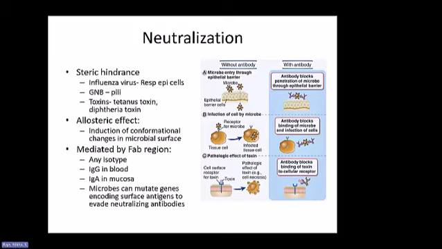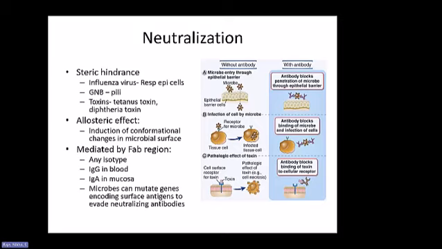So let's talk about each of these mechanisms that the antibodies use for their function. The first is neutralization. How do antibodies use neutralization in their function? The first one is steric hindrance, which means the antibody attaches to the microbe in a way that it cannot bind to the cell that it uses typically to enter the body.